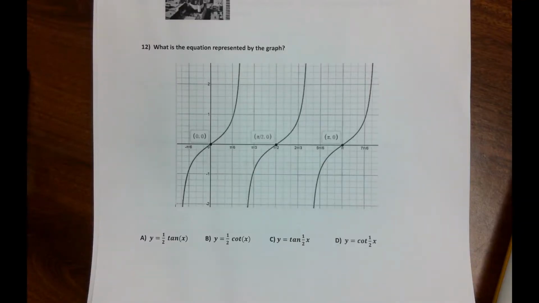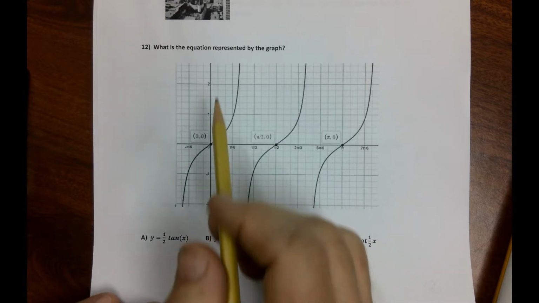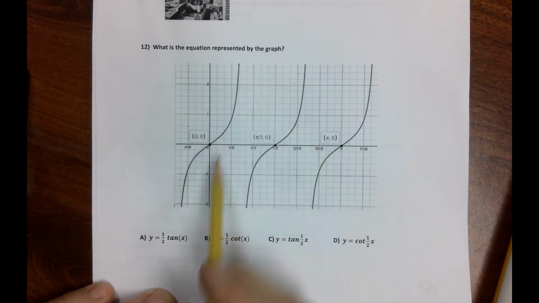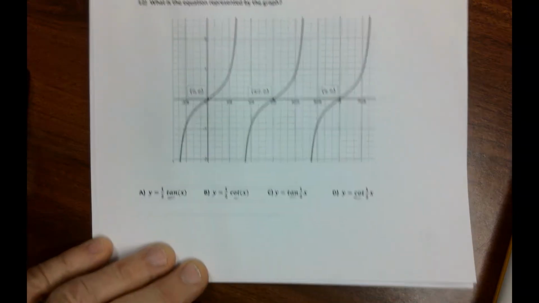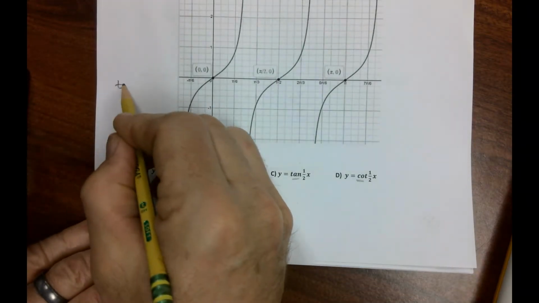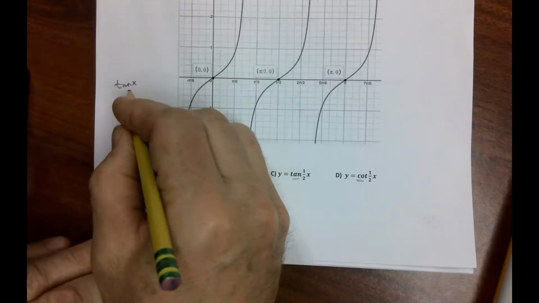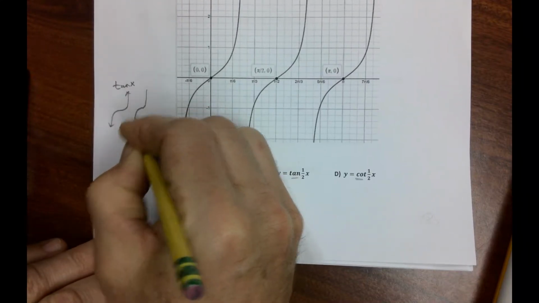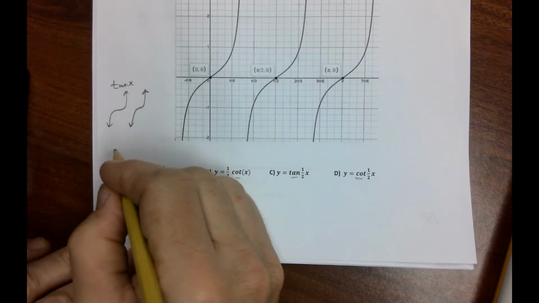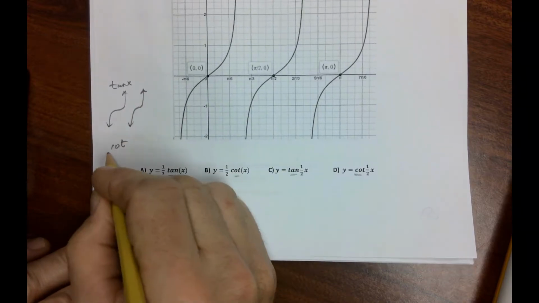All right, so here we are up to number 12. If we take a look at number 12, it says, what is the equation represented by the graph? If we sneak a peek down here, we've got tangent, cotangent, tangent, cotangent. So if we start right away and ask ourselves what tangent looks like, we would recall that it looks something like this. Now these are not perfect. Cotangent, remember, looks more like that.